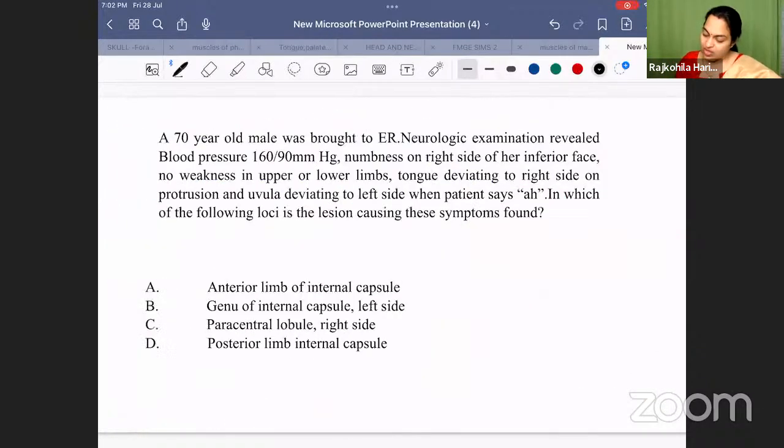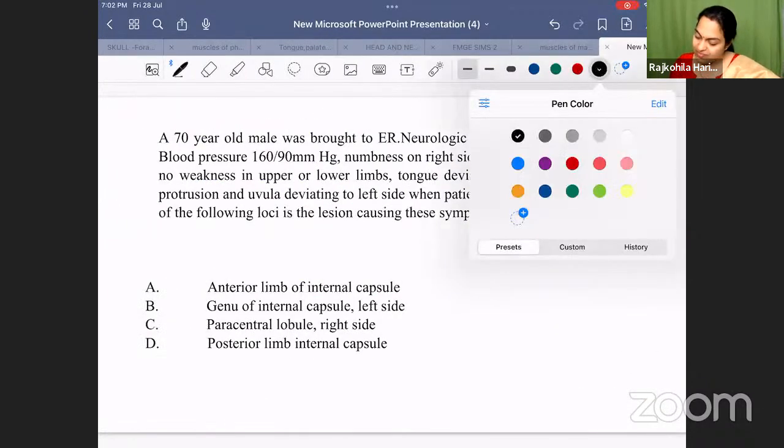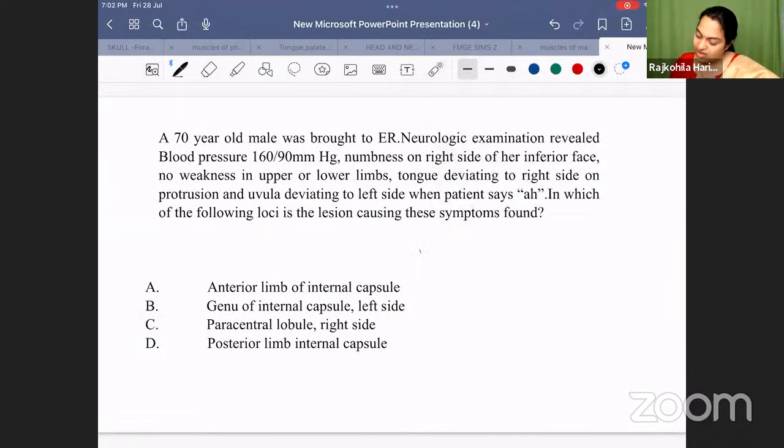Coming to the next MCQ, here is easy. What they're telling is that the features were present over the face, no weakness in the limbs. Tongue was involved, uvula was involved. So which part of the following options has been involved in this case scenario, right? The patient is presenting with features which are confined to the face, the head and neck, right?